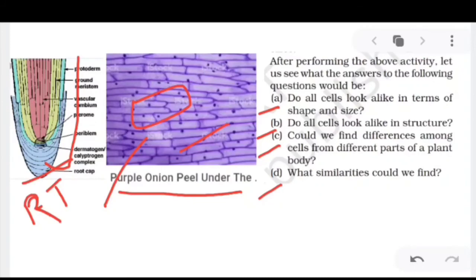Could we find differences among the cells from the different parts of the plant body? Yes, because all the cells are somewhat different in shapes, isn't it? Different plants. Suppose we take the coconut plant, the banyan plant or the peepal plant, so the shapes may vary, isn't it?